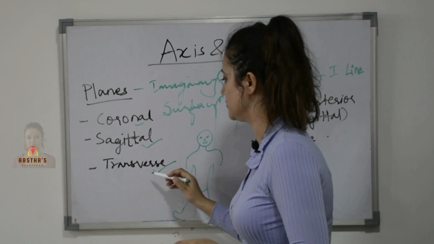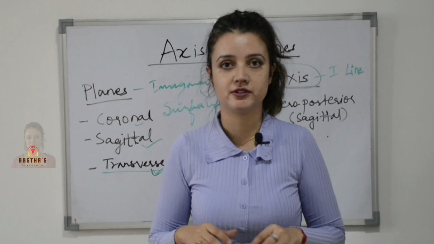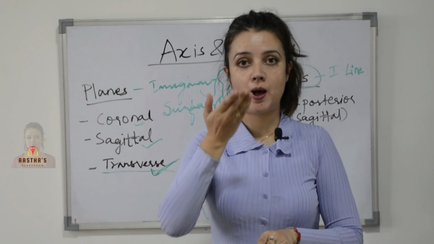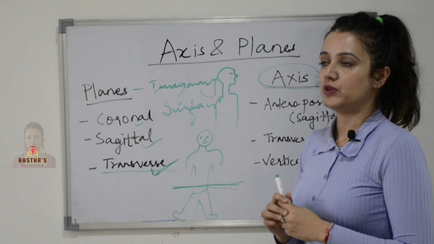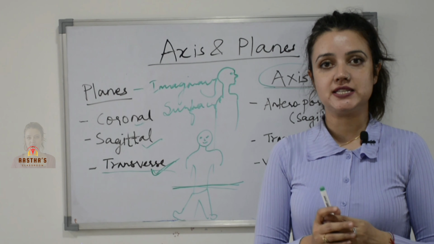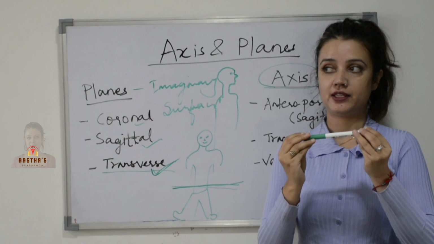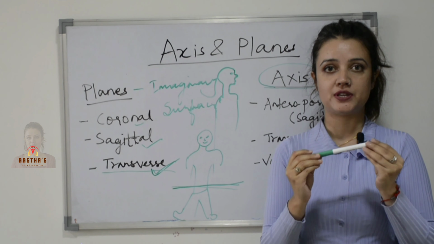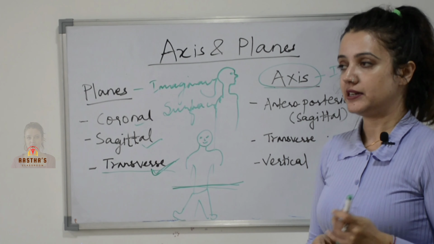Now coming to the transverse plane. From the name itself we can understand that it is the plane which divides the body into upper and lower half. Now coming to the axis. As we discussed already, axis is the imaginary line present in the body around which the movement happens, and axis is perpendicular to the plane. We'll understand it properly later.